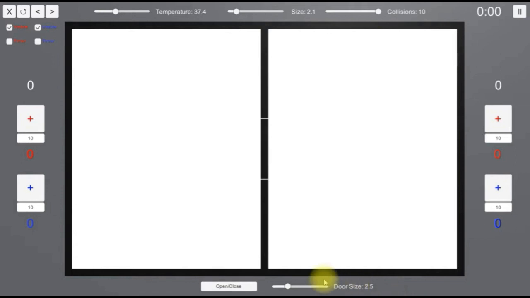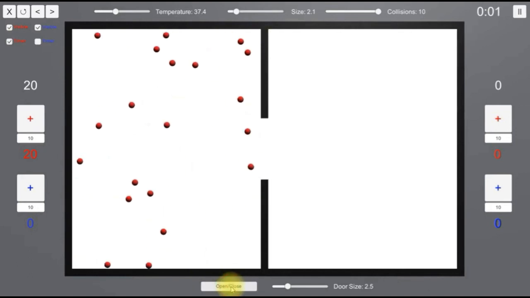We can actually quantify this with a little experiment. I'm going to set a timer and add my 20 molecules on the left. And I'm going to watch this timer to see how long it takes to get to a 10-10 split in these 20 molecules. 10 on the left, 10 on the right. Open the door, the timer starts to go.